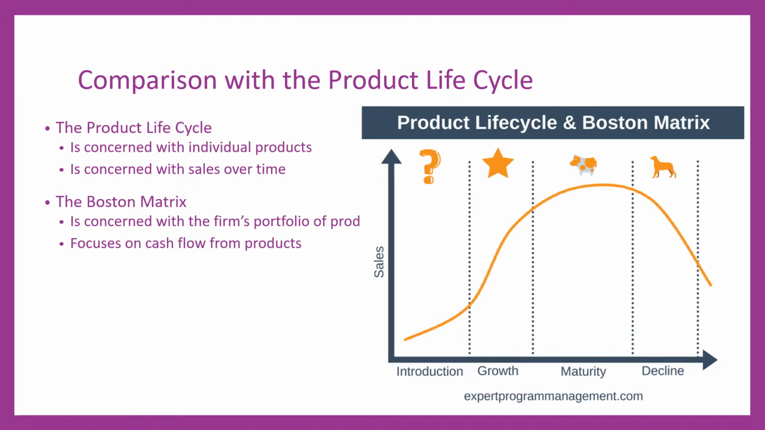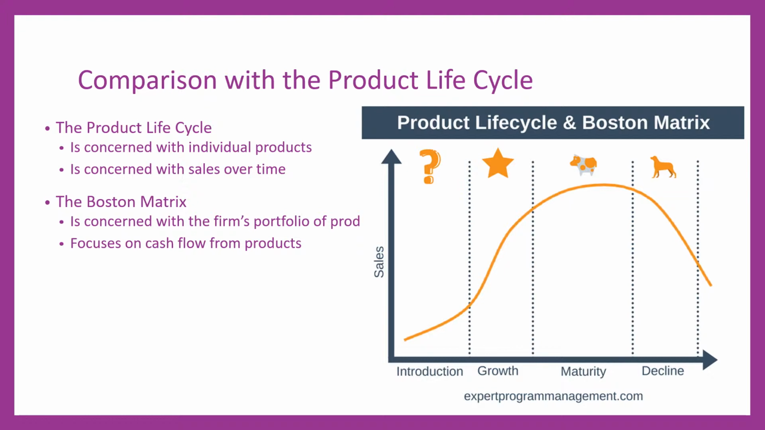So if we were to look at this and combine it with the product life cycle. Now, the product lifecycle is mainly concerned with individual products and is concerned with sales over time, whereas the Boston Matrix is concerned with the firm's portfolio of products, not just one, and it focuses on cash flow from the product as well. So it's looking at how much money it's actually bringing in.